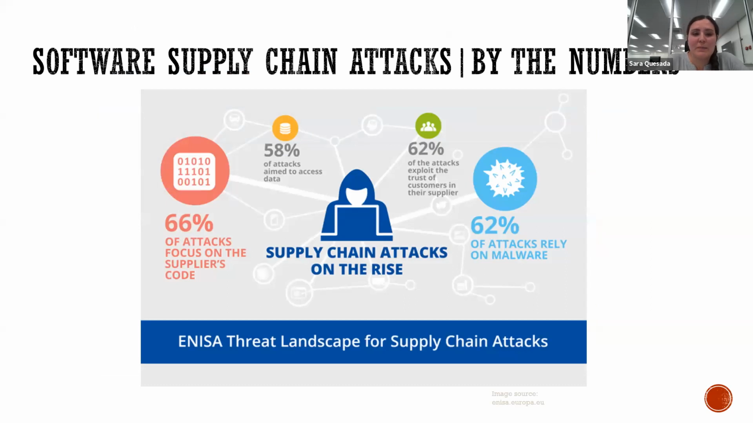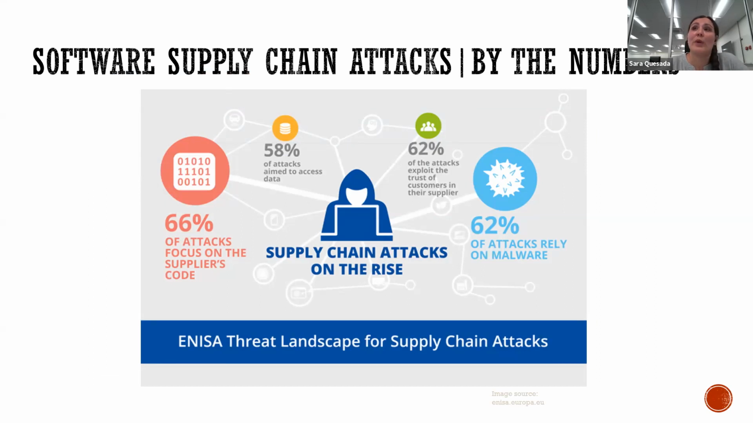So where does this leave us? According to ENISA, which is the European Union Agency for Cybersecurity, they're similar to CISA, they had a sponsored report that showed that software supply chain attacks are expected to increase fourfold in Q4 of 2021. Some of the key findings, as you can see: 66% of the attacks studied in this report focused on a supplier's code. 58% of the attacks were aimed at gaining access to data.